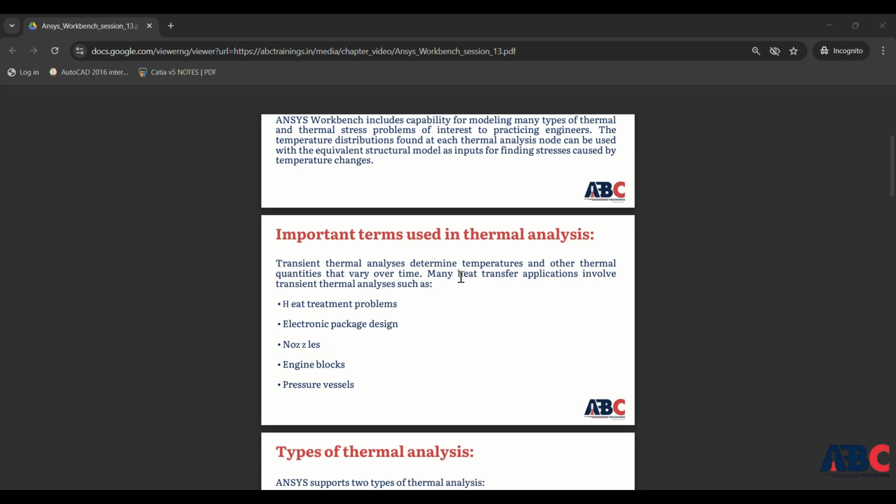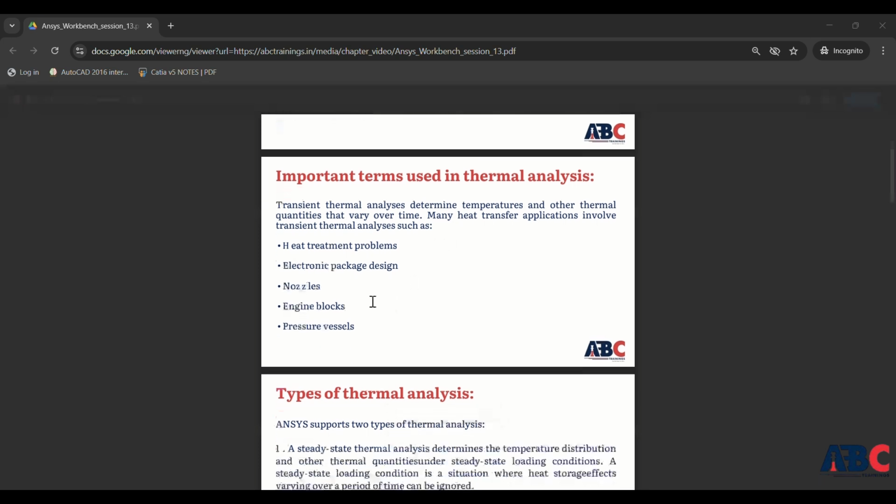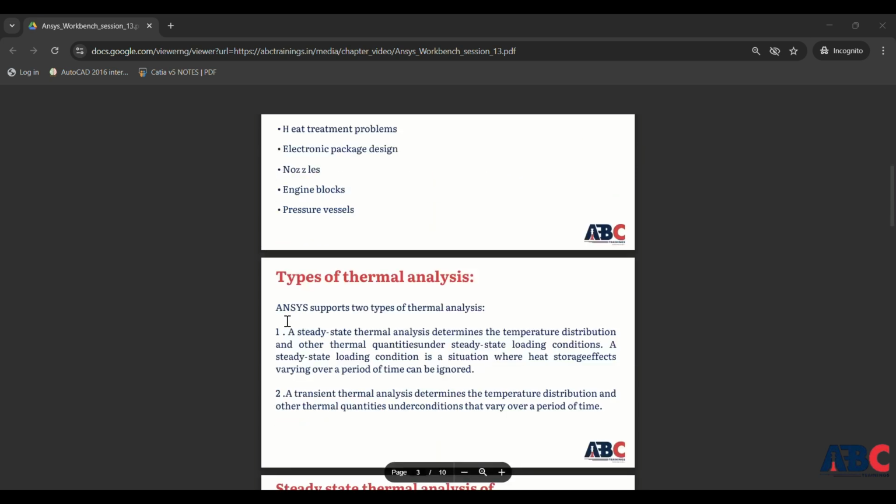Transient thermal analysis determines the temperatures and other thermal quantities that vary over time. Many heat transfer applications involve transient thermal analysis, such as heat treatment problems, electronic package design, nozzles, engine blocks and pressure vessels. So we are going to see the types of thermal analysis.